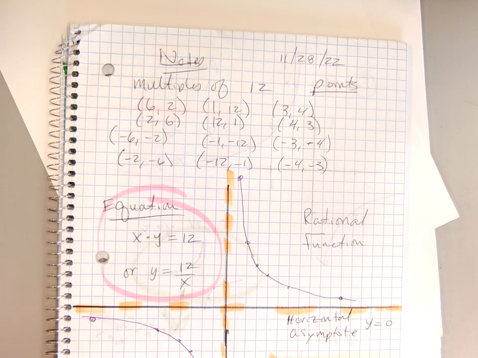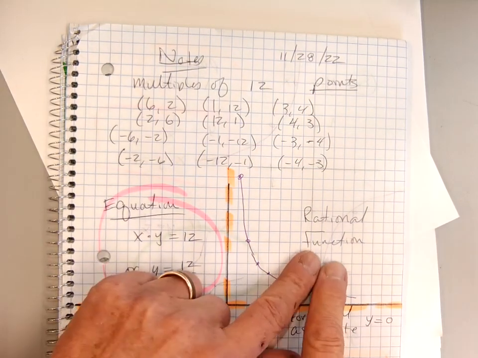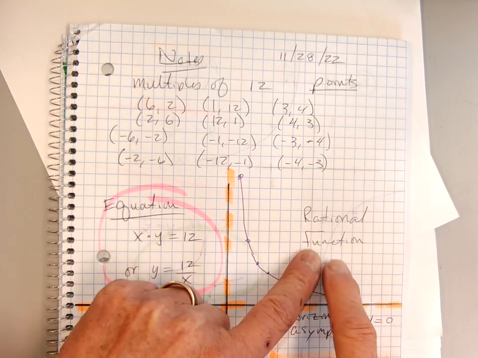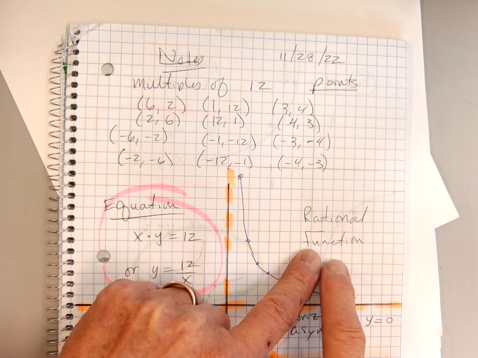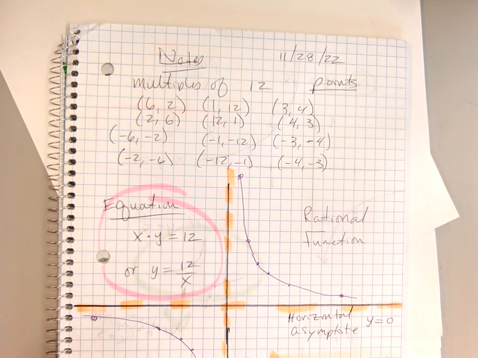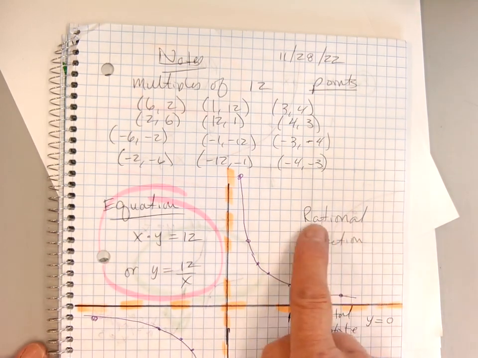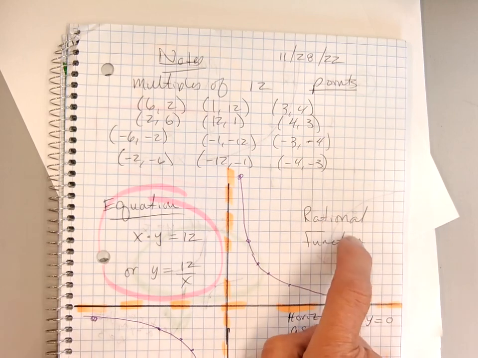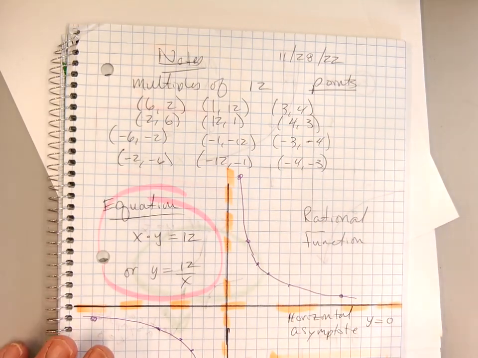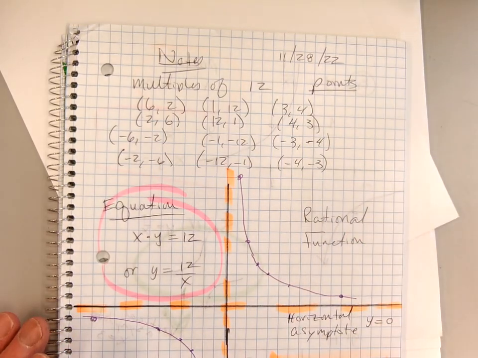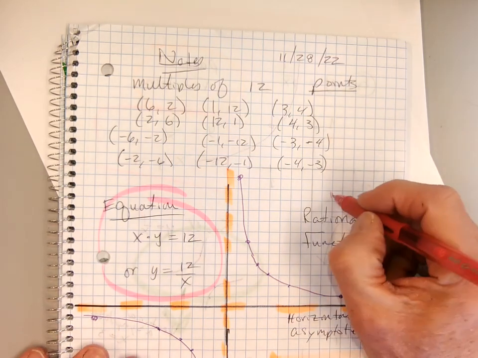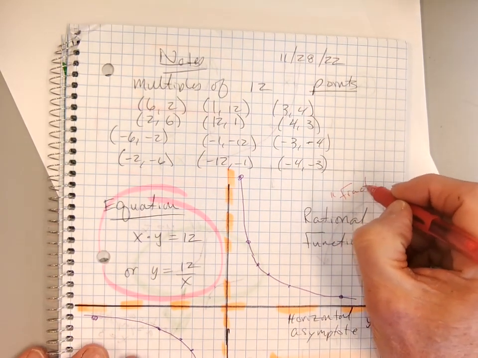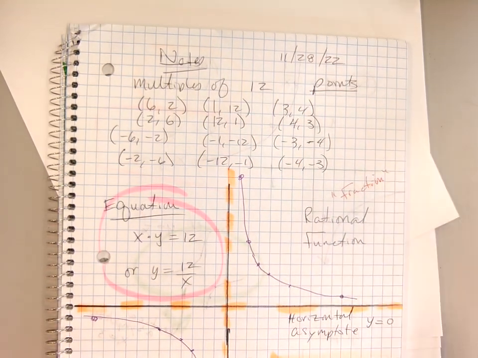Okay, everybody, let's summarize the lesson. So what we talked about today is rational functions. Any rational function is going to be some kind of a fraction. So you see the word rational, it just means fraction, okay? Rational, think fraction.